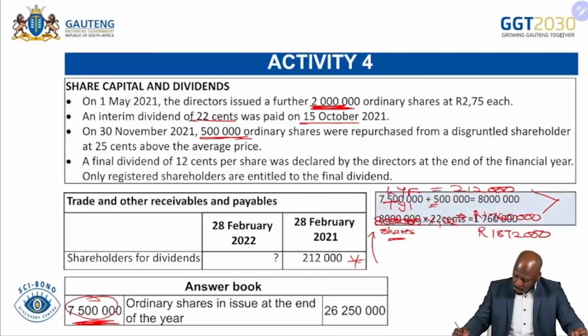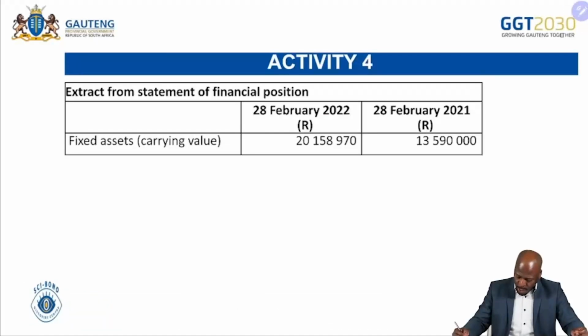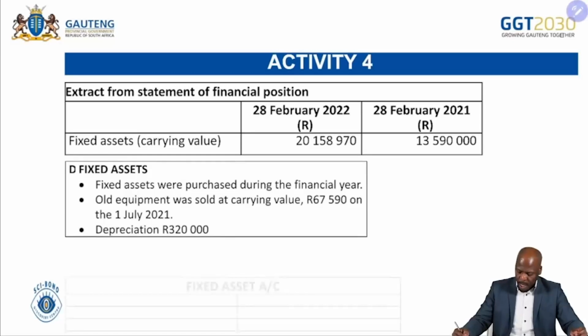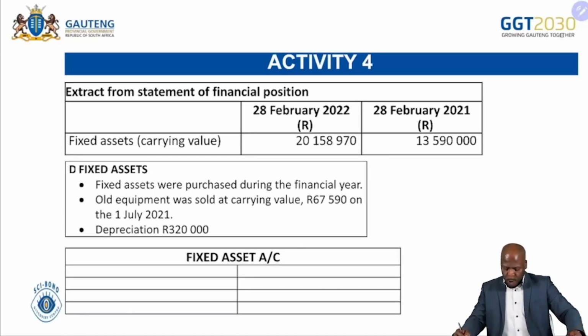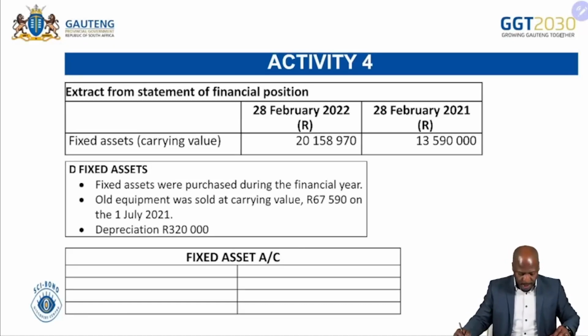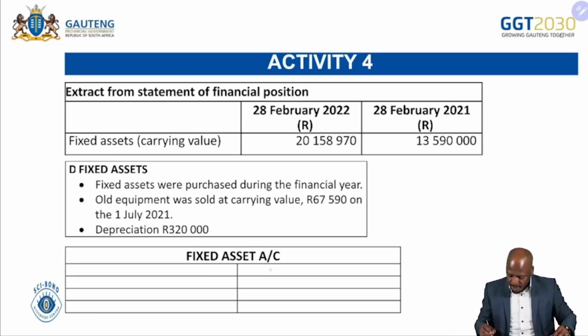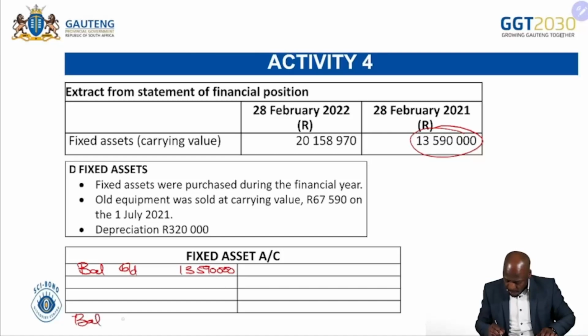Okay, I'm going to quickly now go on to the next aspect, which is my fixed assets. In my fixed assets, I'm going to open a fixed asset account, because here we want to know the fixed assets purchased. So this is the fixed asset account at carrying value. The opening balance is this one. So I'm going to say my balance brought down, which is 13,590,000. And I'm also going to have another balance brought down here, which is this one here, 20,158,970.